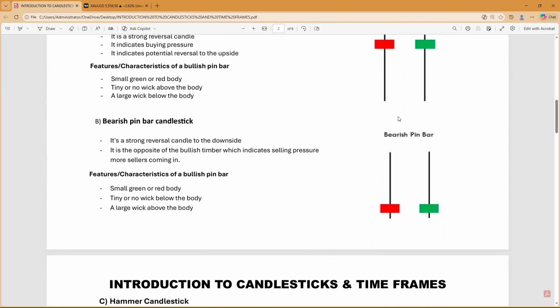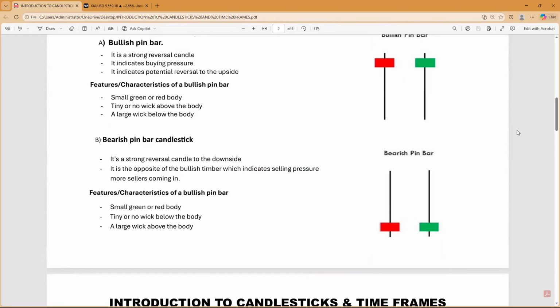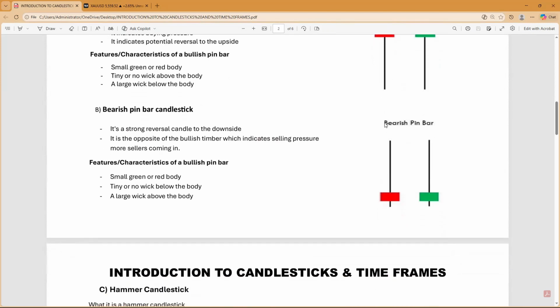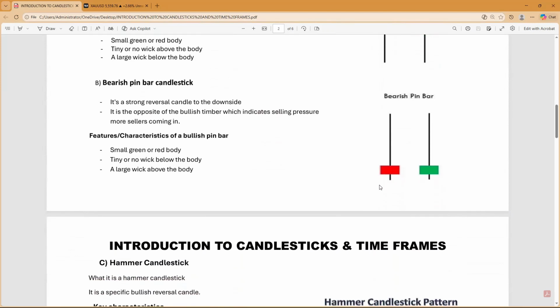What are the features of the bearish pin bar? It is a small green or red bodied candle. It has a tiny wick or no wick below. A bullish pin bar has a tiny wick above, and a bearish pin bar has a tiny wick below. A large wick above. You see, it is just the opposite of the bullish, which has a large wick below.